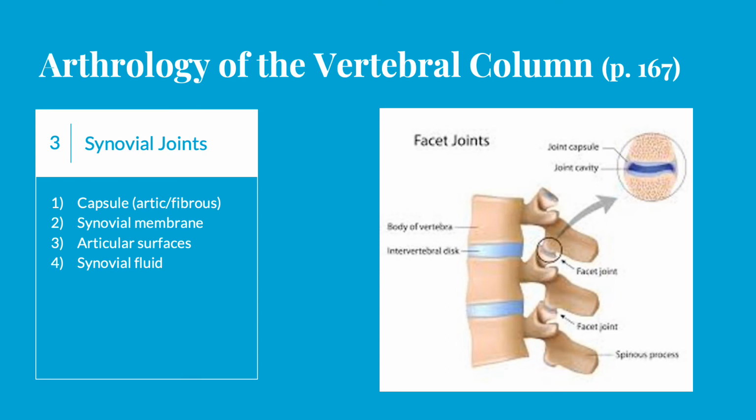Moving into the synovial joints, these are going to be the most important ones for you to know. There are 4 definitive features of a synovial joint, so you'll have to list those out. I would know those like the back of your hand. Every single synovial joint is going to have a capsule, a synovial membrane, multiple articular surfaces, and it's going to be lubricated by synovial fluid.